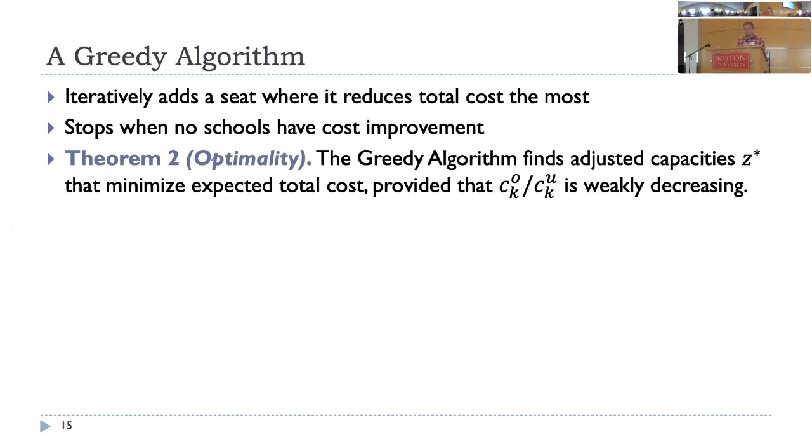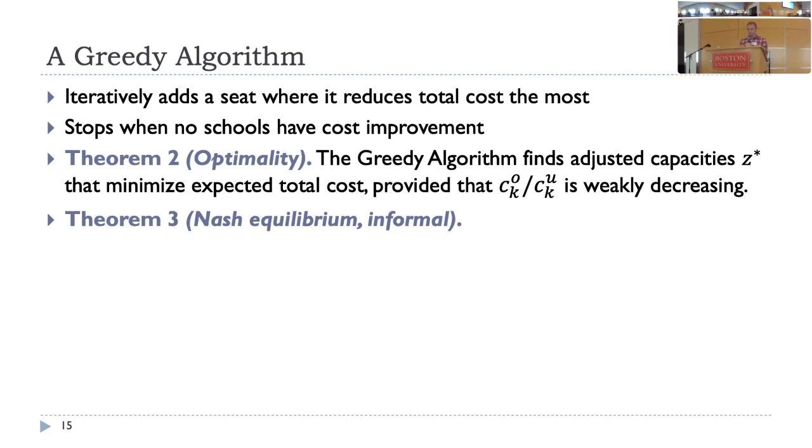So the theorem that we have is that we're able to prove that this greedy algorithm finds the optimal capacities that minimize total expected cost, provided that the ratio of unit overage divided by unit underage is weakly increasing in the index of the school, which is something that is satisfied in the settings that we considered, and it's something that the San Francisco School District also said is an assumption that is satisfied.